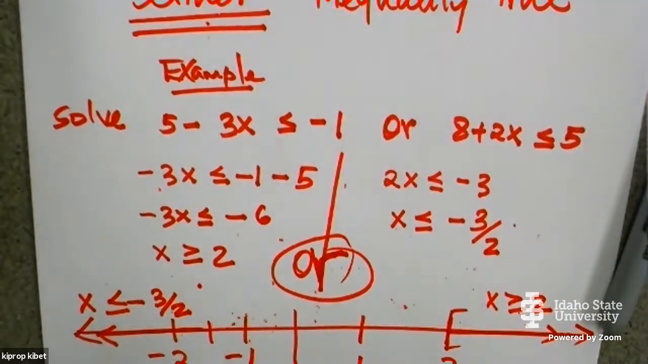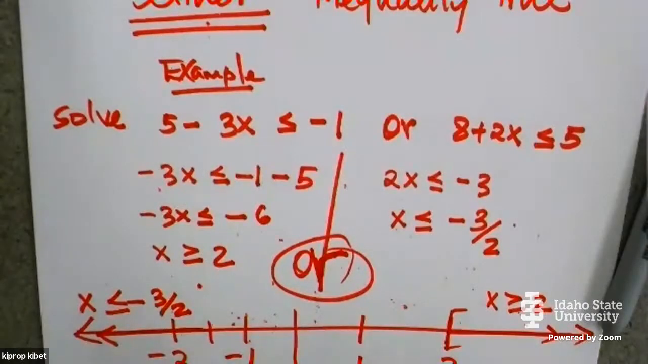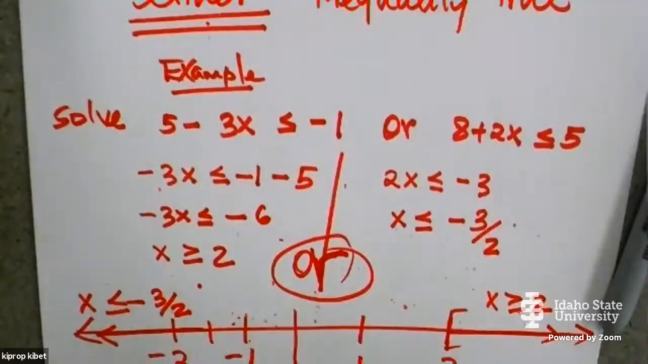Now, how should we represent this in interval notation? Parentheses, negative infinity, comma, negative 3 over 2, bracketed. Good. And then with the union connecting them, bracket 2, comma, infinity, with parentheses. Yeah, that one is perfect. So there is this region.